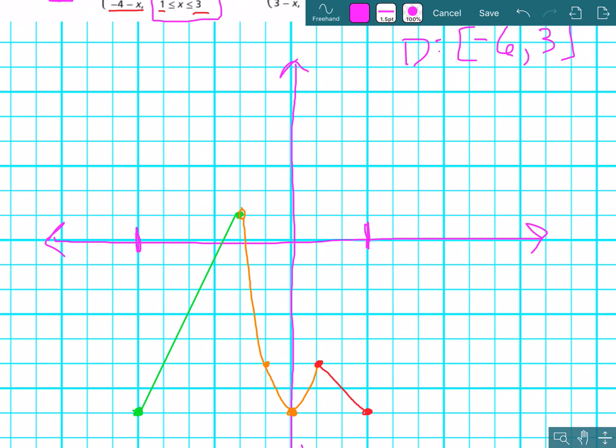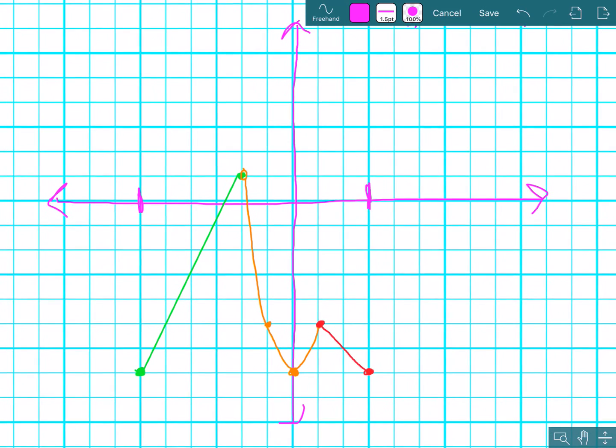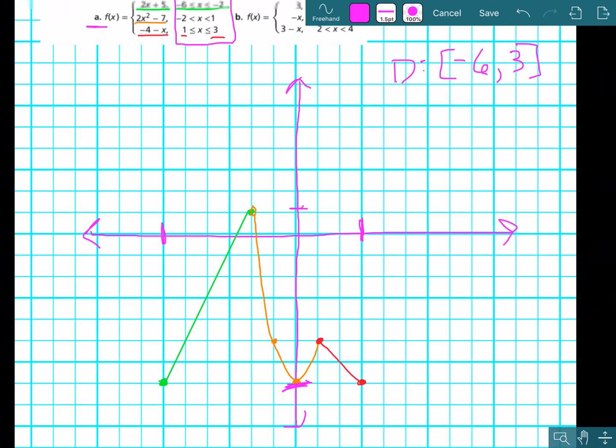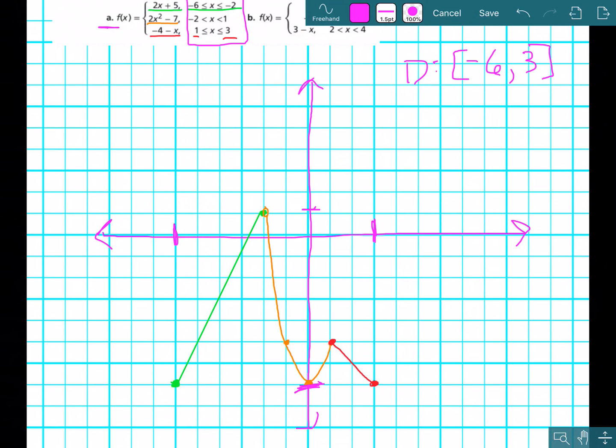Now, less obvious is the range from the description of the equation. But if I look at the graph, I can clearly see the range, right? It's going to go as low as this point, -7, and as high as this point, which is 1. And again, they're included, right? Because there is a closed circle there for those, for at least one part of the function. So the range is going to be from -7 to +1, okay?